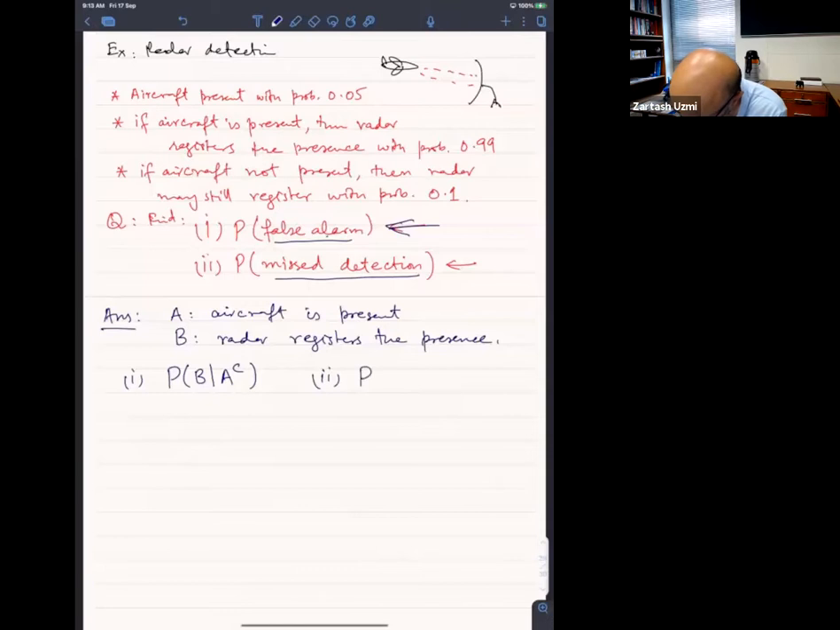So second, what is the probability of misdetection in terms of A and B? What is this quantity? Missed detection. What is this quantity in terms of A and B? Answers in the chat window. We are waiting. What is the probability of misdetection?